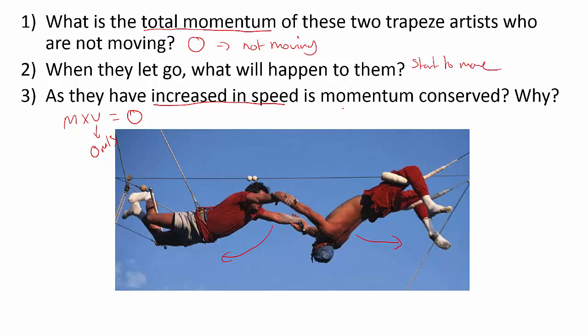Why is it conserved? Well, the really important thing here is that this man is moving this way, and this man is moving in this direction. As we said before, with any vector, we have to pick positive and negative directions. So if I choose to the right as being positive, that means any movement to the left would be negative.